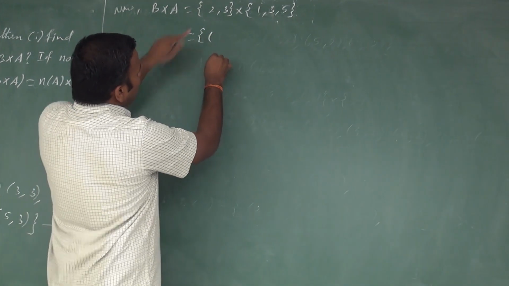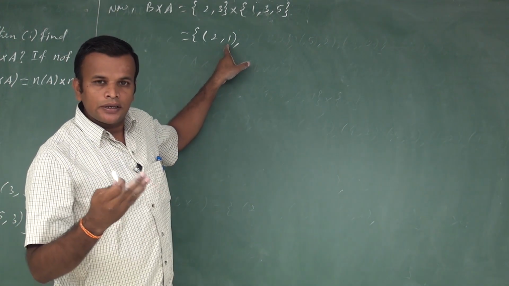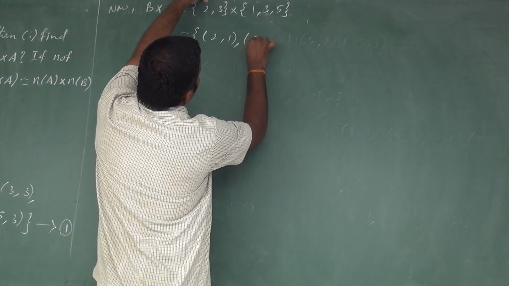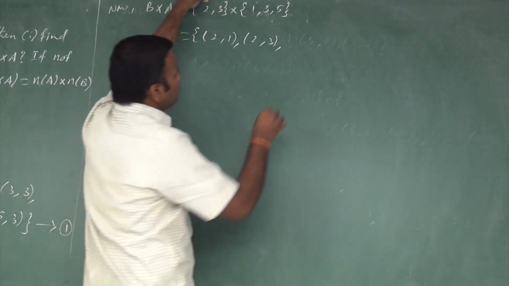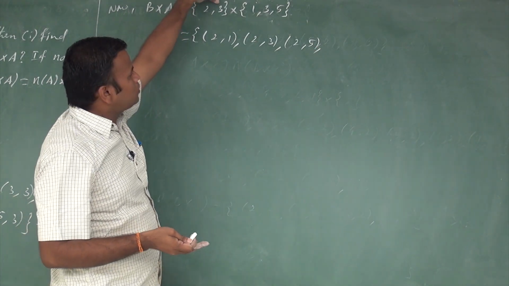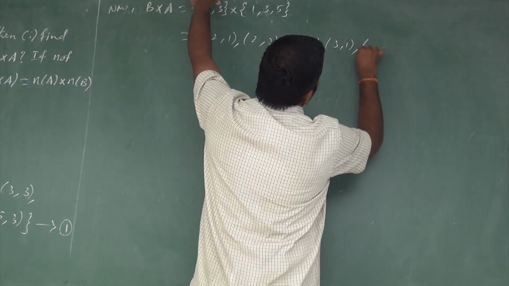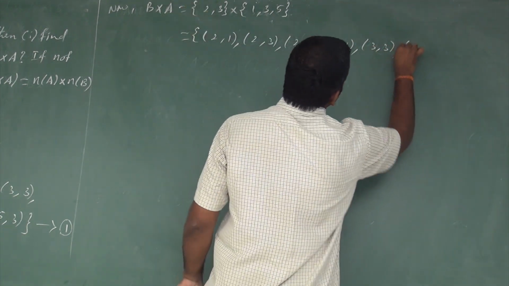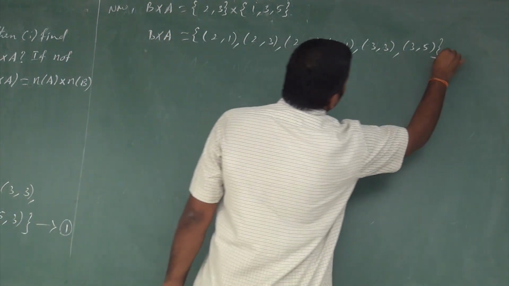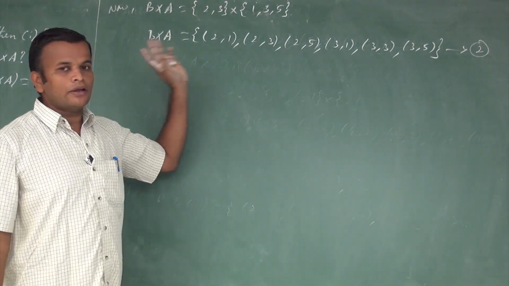The ordered pairs are 2, 1. Always in the ordered pair, the first element lies in the first set and the second element lies in the second set. 2, 1. Next, 2, 3. Third one, 2, 5. Next possible ordered pair, after 2, is 3, 1. Next 3, 3. The last one is 3, 5. It is the value of B cross A. Now I put it as the second equation.